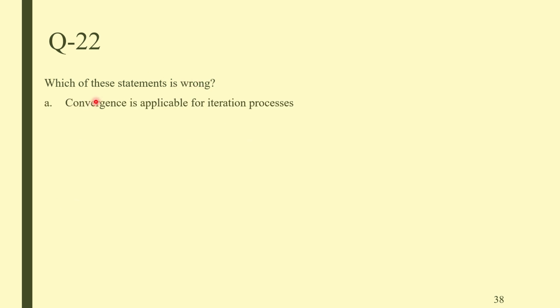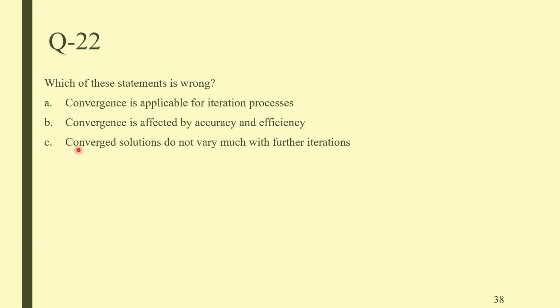And now we'll go to question 22. In question 22, it is given: which of these statements is wrong? Convergence is applicable for iteration processes. Convergence is affected by accuracy and efficiency. Converged solutions do not vary much with further iterations. Converged solutions are exact. So we need to identify a wrong statement.